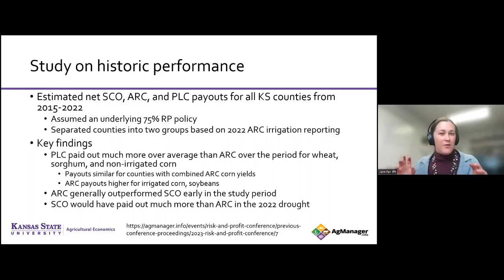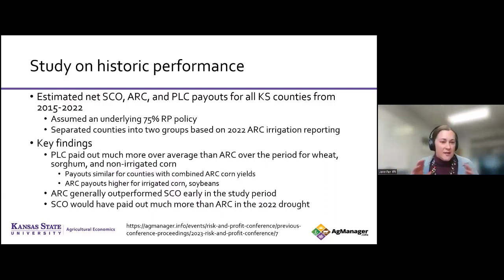Then we separated counties into two groups, depending on whether the ARC yields are separated by irrigated or non-irrigated, or combined. What we found, looking at the average over the entire period, is that PLC paid out a lot more than ARC for wheat and sorghum, as well as for non-irrigated corn. ARC and PLC were similar for counties with combined corn yields, and ARC payouts were higher for irrigated corn and soybeans. As Robin said, there were no PLC payouts for soybeans.